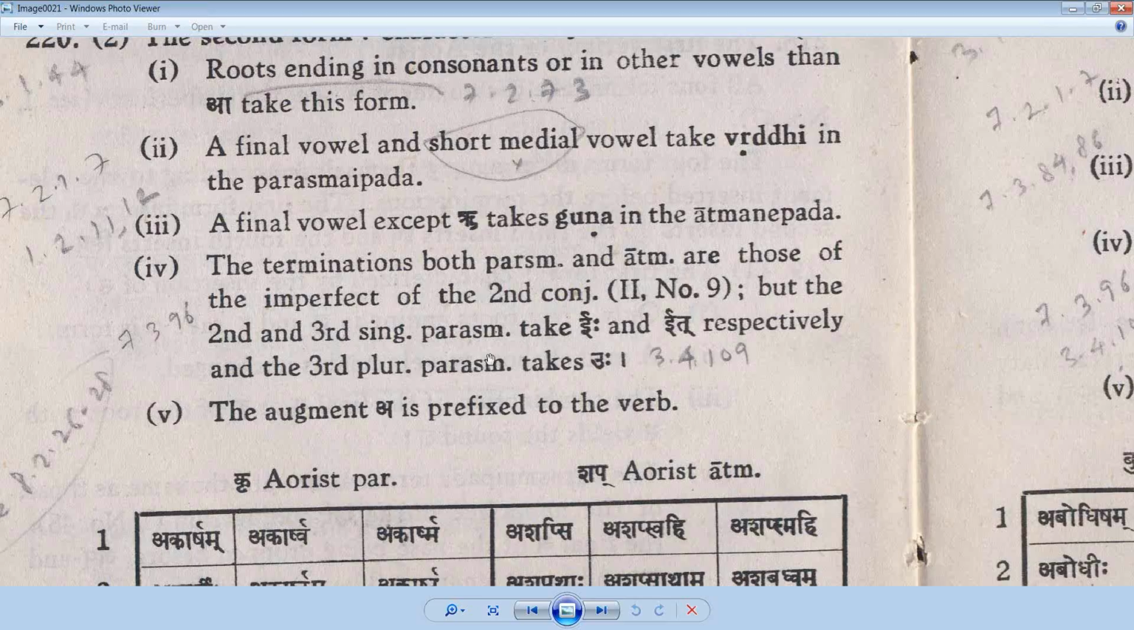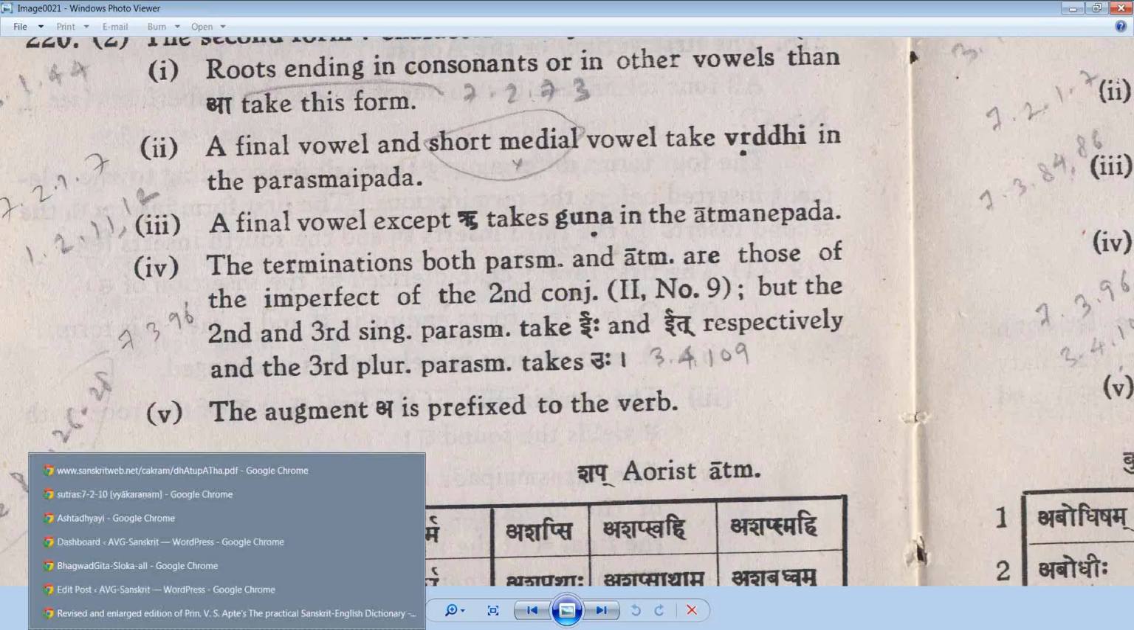But the second and third person parasmaipadam take the eat agama. We just talked about that because of asti sicho aprikte. Asti sicho aprikte. So we talked about that. Vidyamana sich, or vidyamana as, following that an aprikta pratyaya, a haladi hal aprikta pratyaya, takes the eat agama.